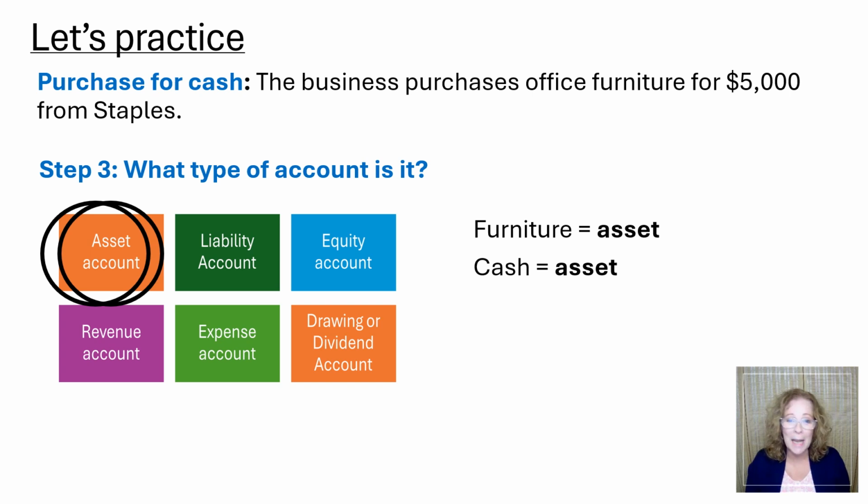So furniture is an asset. What about the cash part of our transaction? What category does cash fit into? Is it something that the company owns? Yes, that is why cash is an asset as well. So the transaction only impacts the assets of the business. One increase to the assets and one decrease to the assets.